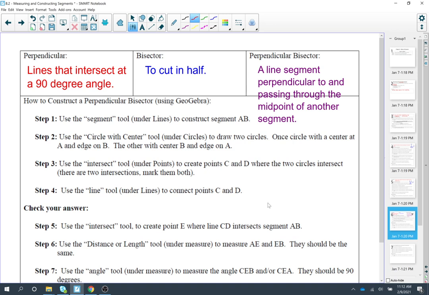So if we take a look at a segment right here, and I wanted to construct a perpendicular bisector, first of all, it would have to cut this thing in half. So half would be about here, and then this would be congruent to that, or they would be the same length. Then perpendicular means it's going to hit it at a 90-degree angle. So then the blue line would be called your perpendicular bisector.